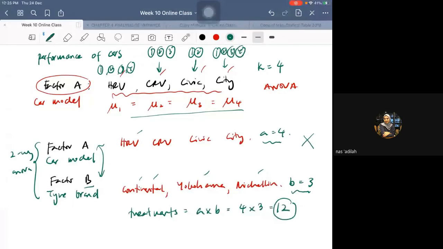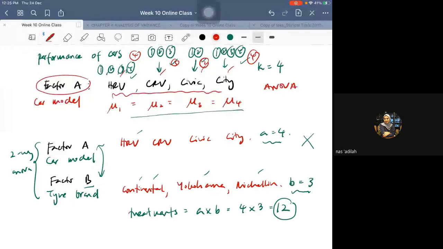From the first category, I take 4. From the second category, I take 3. From the third, I take 2, and from the fourth, I take 4 samples. So these are called the replicates: how many samples are taken from each category. For the case of one-way ANOVA, it doesn't have to be the same. If you notice here, I took 4, 3, 2, and also 4. It doesn't have to be exactly the same number of replicates for each category.